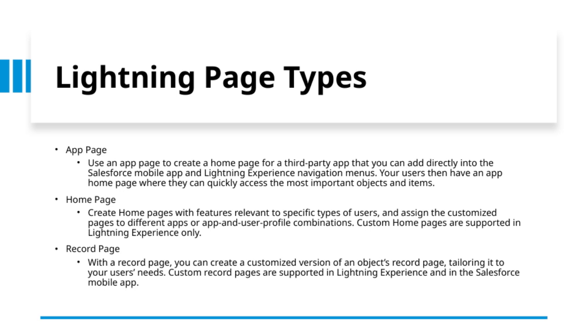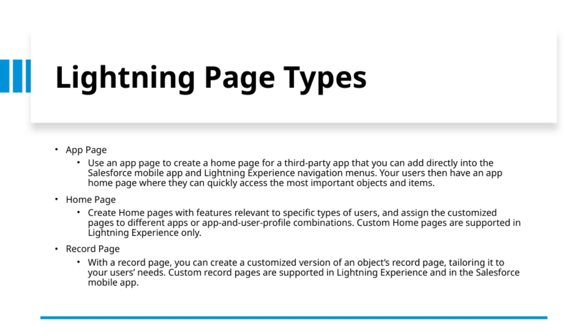Moving on to the home page, you can customize these pages to suit specific types of users. For example, a sales team might see different key information than a support team. You can assign these customized home pages to different apps or even combine them with user profiles, ensuring everyone gets the most relevant view. Keep in mind, though, that creating custom home pages is supported only in Lightning Experience.